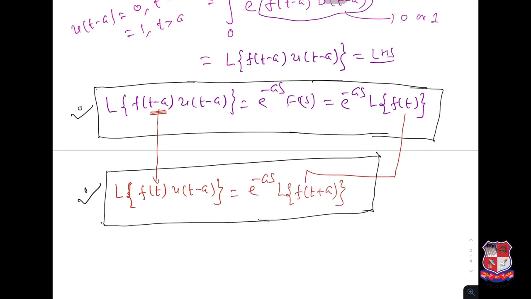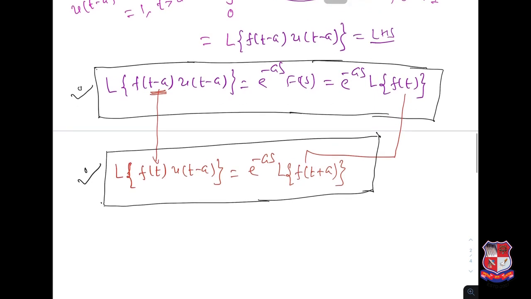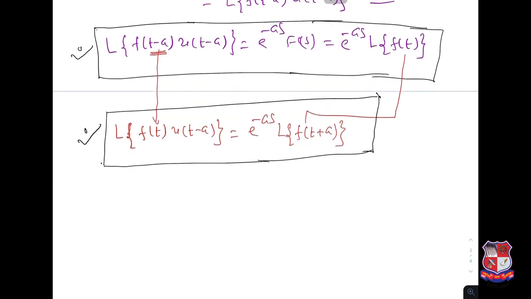And let us first of all solve one example where we can use both the results. So let us solve the example. Find the Laplace transformation of e to the power 3t minus 2 times u of t minus 2.